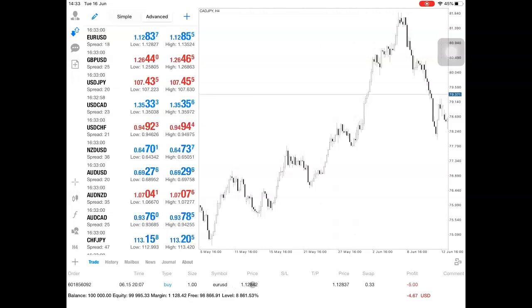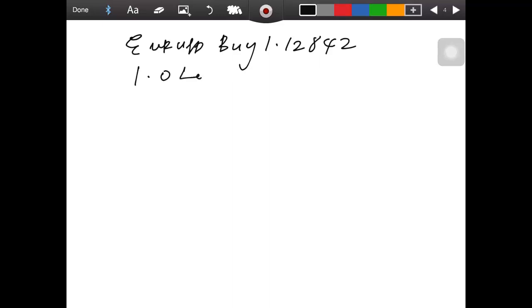You can see that this margin here is similar to the price. Now let me explain to you why it's so. So let's look at the price where we bought this euro dollar, 1.12842. You want to buy one standard lot, 1.0 lot. This is equal to 100,000 units.